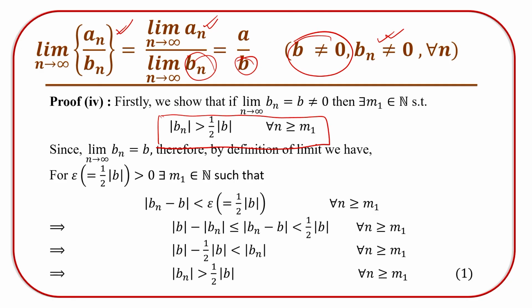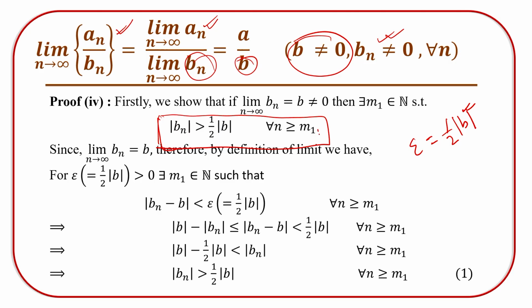So consider the sequence b_n. Since limit of b_n as n tends to infinity equals b, by the definition of limit we have, for epsilon equal to 1 by 2 |b|. The trick is to take epsilon as a particular value, 1 by 2 |b|. You could take 1 by 3, 1 by 4, 1 by 5, whatever you want, but |b| must be there, so that I can prove it. Since I want |b_n| greater than 1 by 2 |b|, I have chosen epsilon as 1 by 2 |b|.